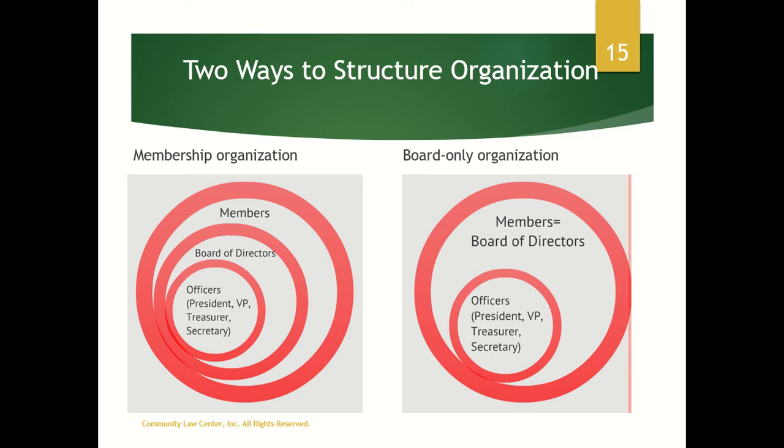For a membership organization, you can see that both the board of directors and the officers circles are within the membership circle. So your board and your officers are members of the organization. You select your board from the membership, and then you select your officers from the board of directors.